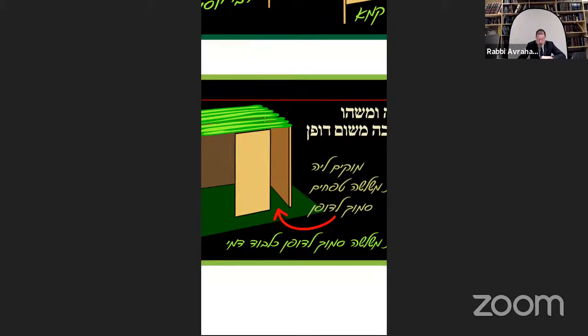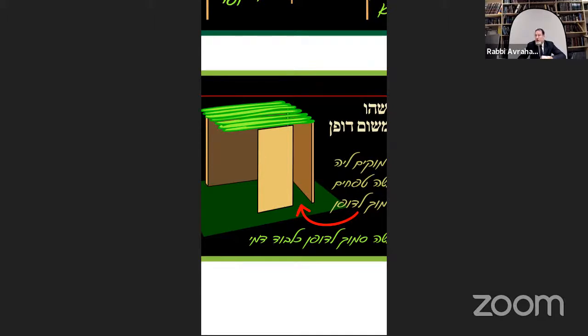Why is that? Because since you put it within 3 tfachim from one of the 2 other right angle walls, and therefore the rule is v'chol pachas misleish samach l'doifen kalavud dami, and therefore again you have yourself a proper third wall.